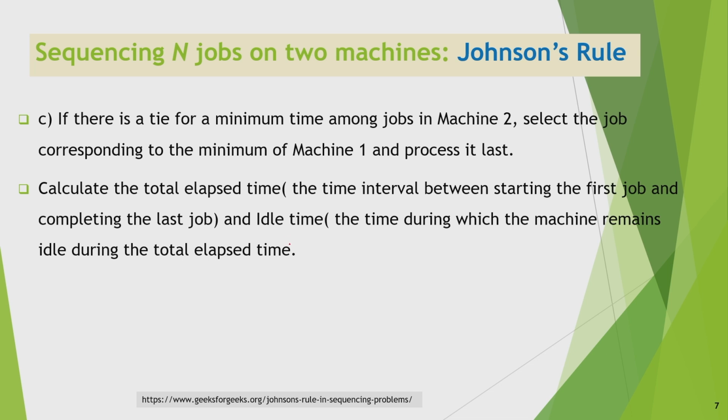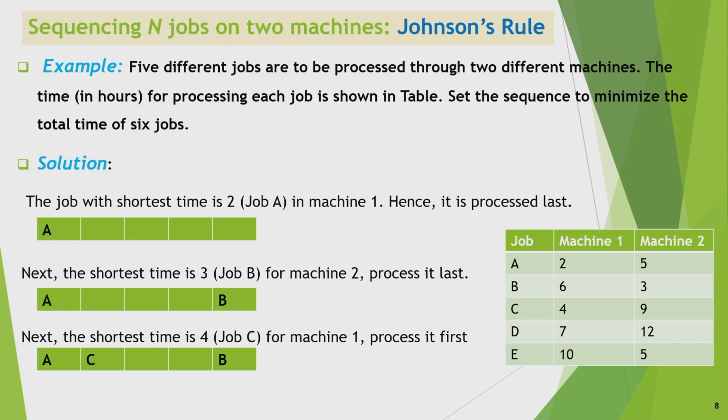So this is actually like that. Now I will explain this with the help of an example. Suppose we are sequencing n jobs on 2 machines by Johnson's rule. The example is that 5 different jobs are to be processed through 2 different machines. The time in hours for processing each job is shown in the table. Set the sequence to minimize the total time of the jobs. Now, how to do that?